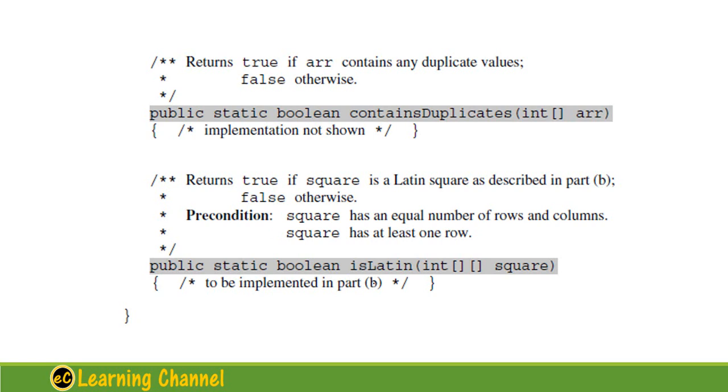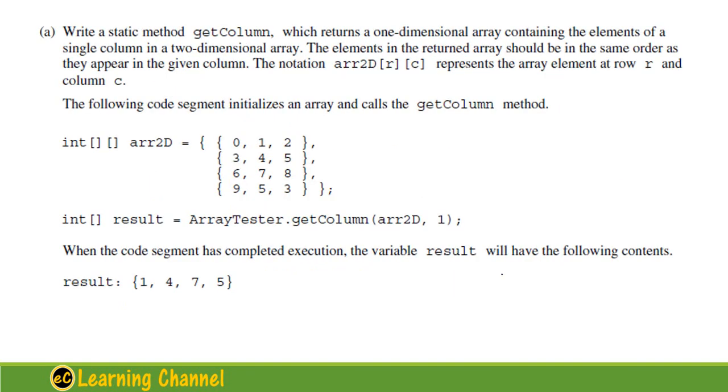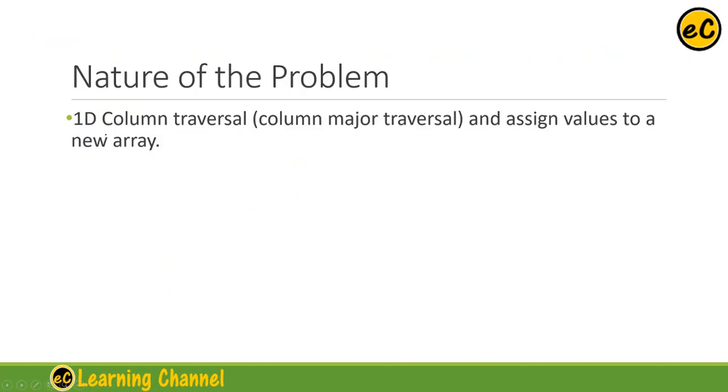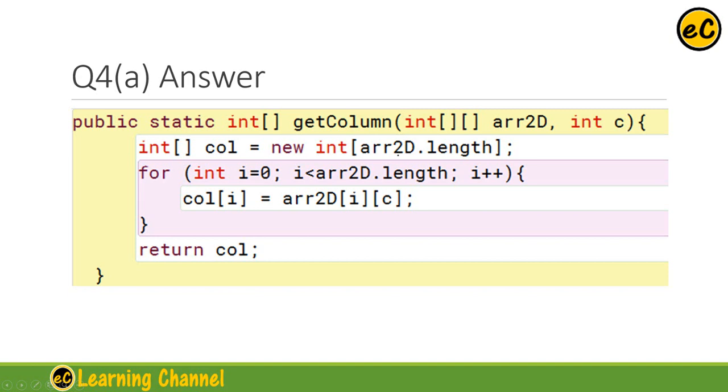And then it will check the Latin condition for a square, whether it is a Latin square or not. So now let's look at how to get a column. To get a column, you basically just do a traversal on 1D so that you get the whole thing out to a result. That is not really too hard. Basically it's a 1D column traversal, assigning values to a new array. You set a new array with the number of rows of the 2D array, because that's the vertical traversal. Then you traverse through each row item in column C, assign it to the result column, and return that.